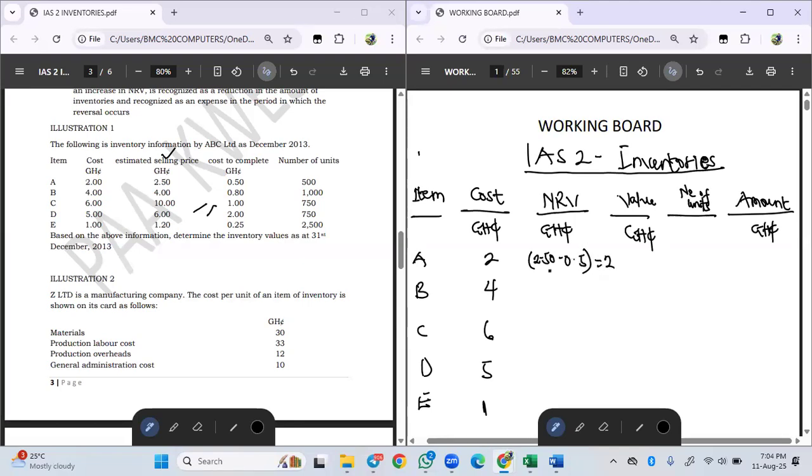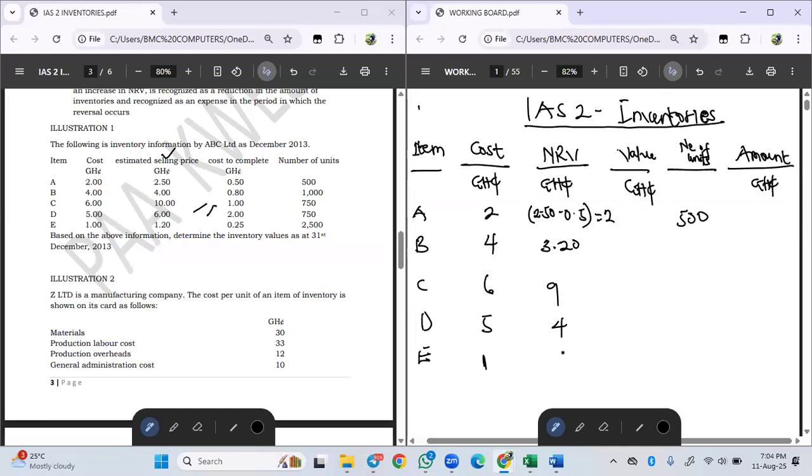So this one will give you 2. Okay, so give me the remaining ones because I think now I've given you the clue to determine the NRV. So we have 3.2, 3.2, 9, 4, and 1.2 minus 0.95. Thank you.